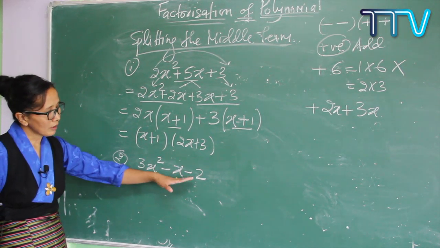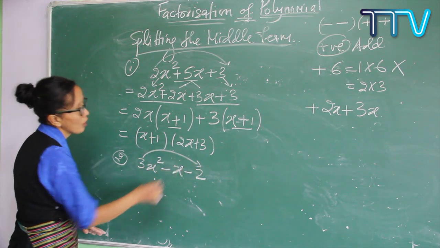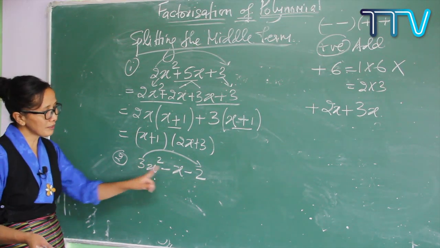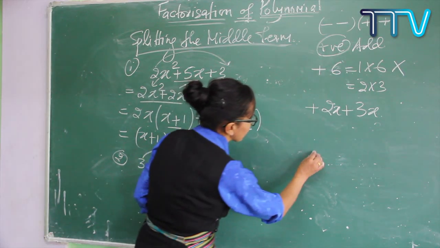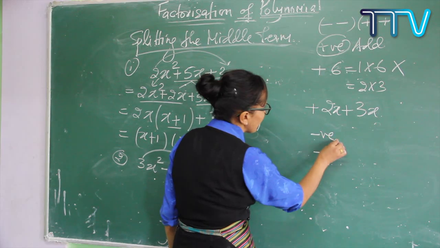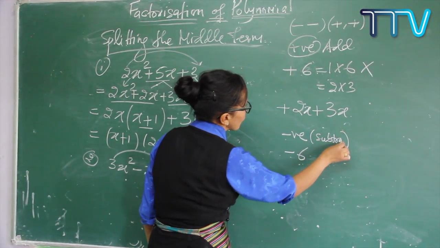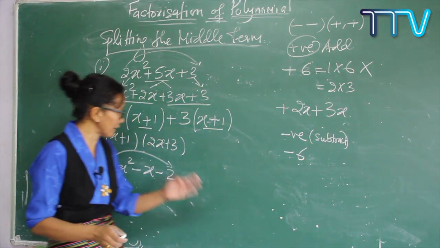So here, in the case of this, there is a negative sign. If you multiply the 3 and the negative 2, how much are you getting? Positive 3, negative 2 means you will be getting negative 6. If you are getting negative, you have to subtract the two numbers, or two factors, to get the middle one.